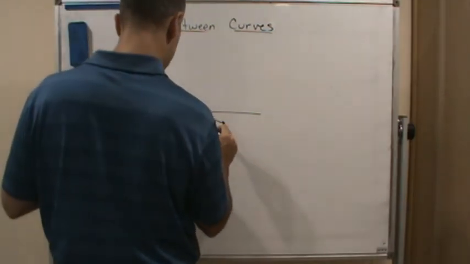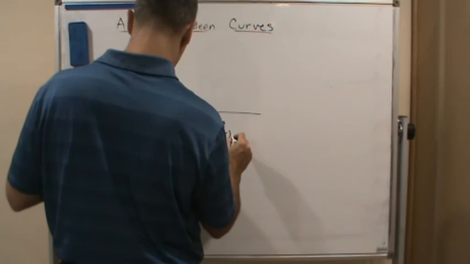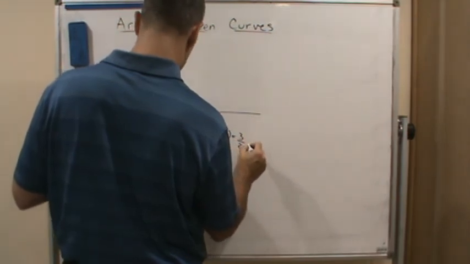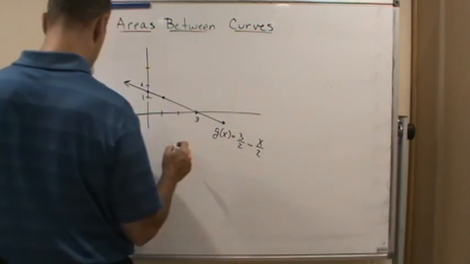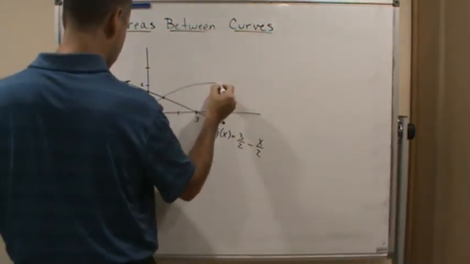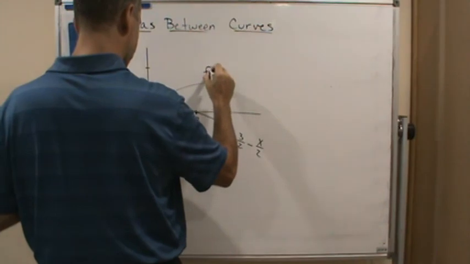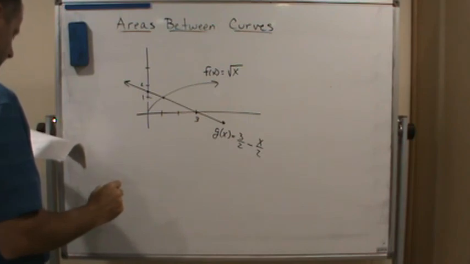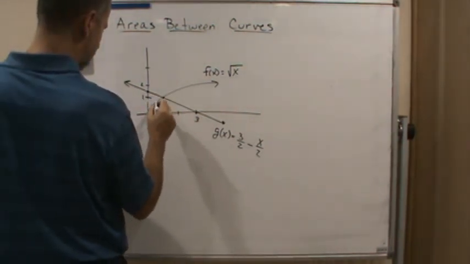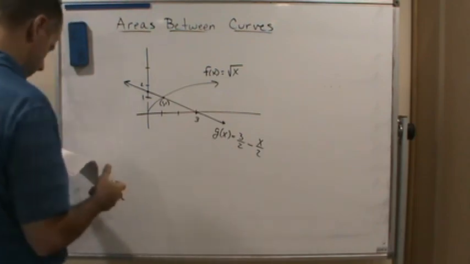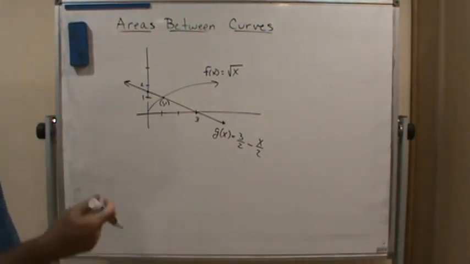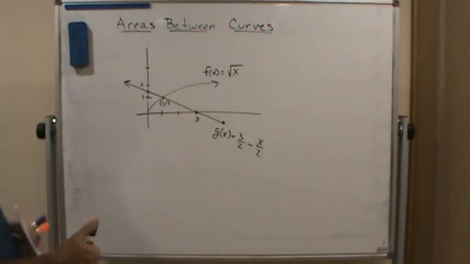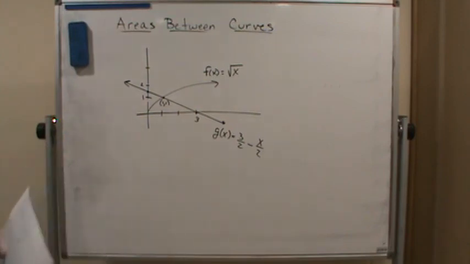Okay, so the same one. So again, 3/2 minus x over 2, and then we got this one, which is f of x equals the square root of x, right? And we're saying they intersect at 1, 1. Okay, again, my drawing. Okay, so go ahead and do this one in terms of the y direction. So same one that you did before, but this time I want you to do it in terms of y.